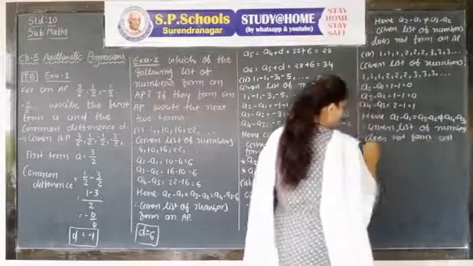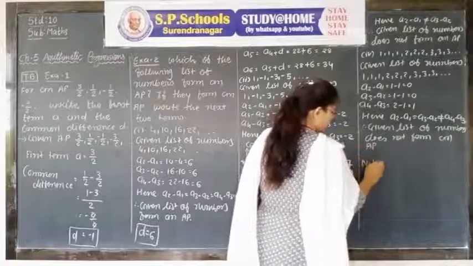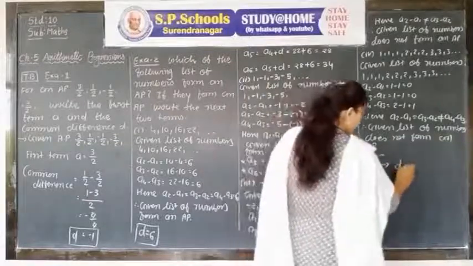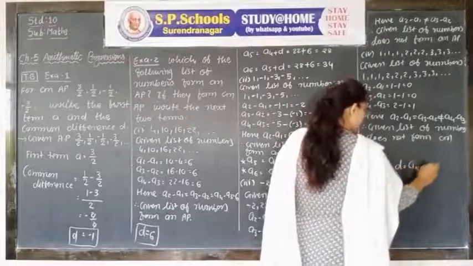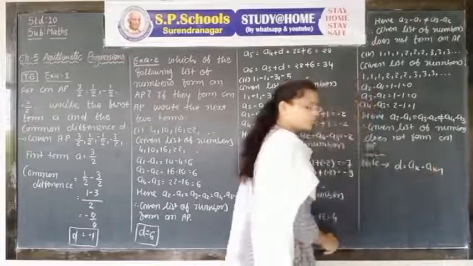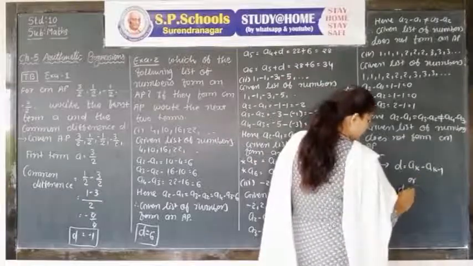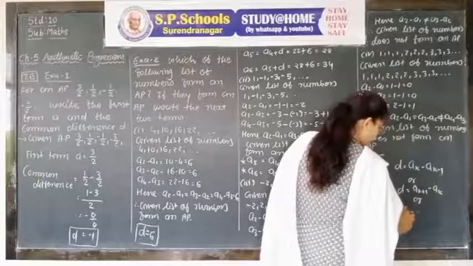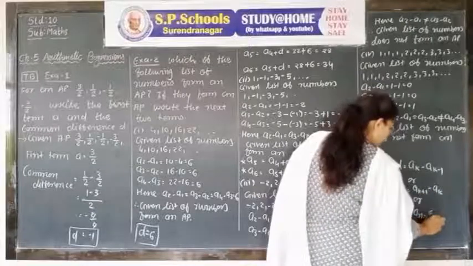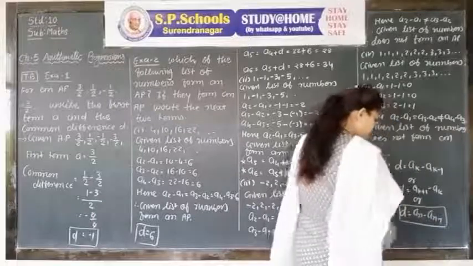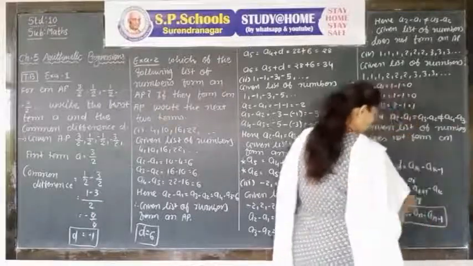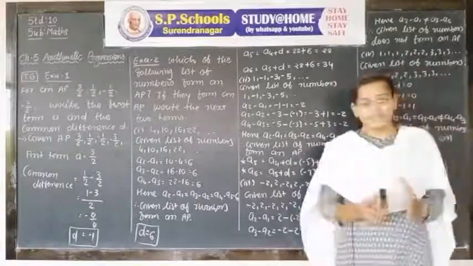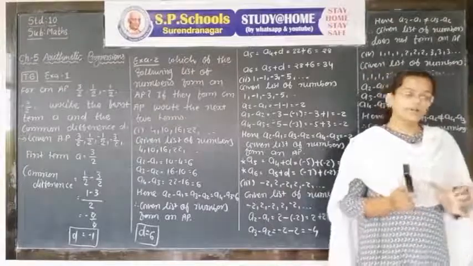Now again, keep in mind one note for the common difference D. D is obtained by AK minus 1, or D is equal to AK plus 1 minus AK, or you can also write D is equal to AN minus AN minus 1. Here the two examples are completed. In the next session we will go through our new examples.